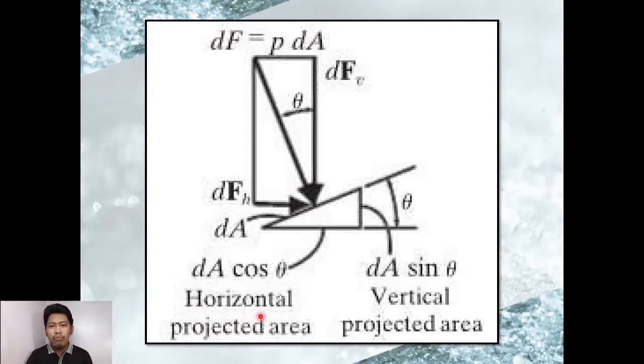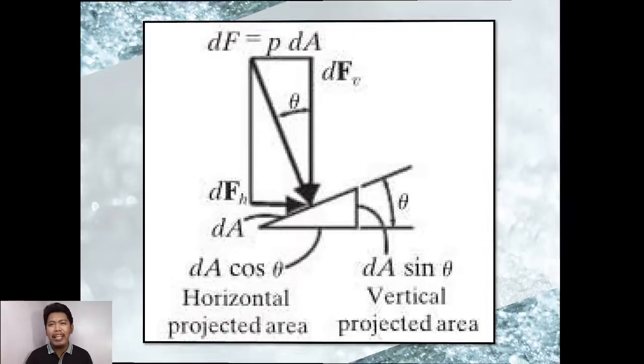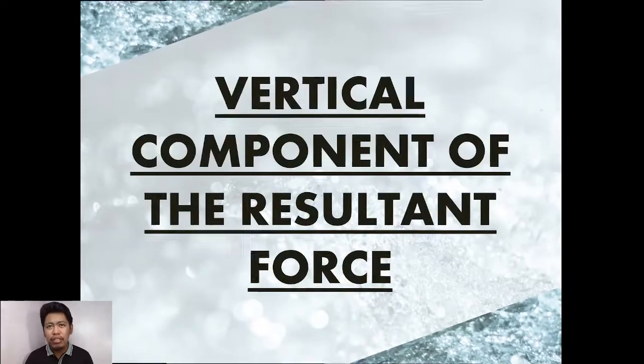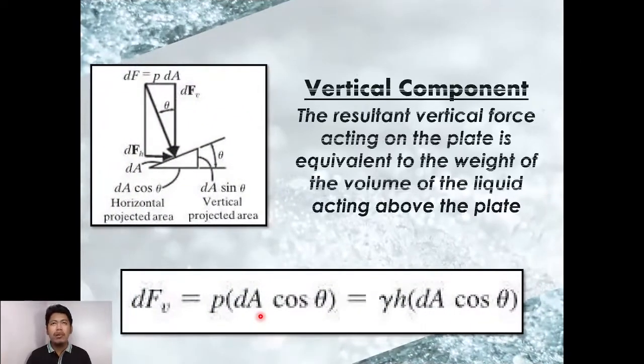Ngayon, for us to find or to calculate or to analyze yung ating vertical component ng resultant force, we will have this one. Okay? The resultant vertical force acting on the plate is equivalent to the weight of the volume of the liquid kasi po nakasubmerge. Sabihin, yung nasa taas niya, yung weight nun, acting above the plate or the plane or the curved surface. So, ito yung ating gagamitin this time.